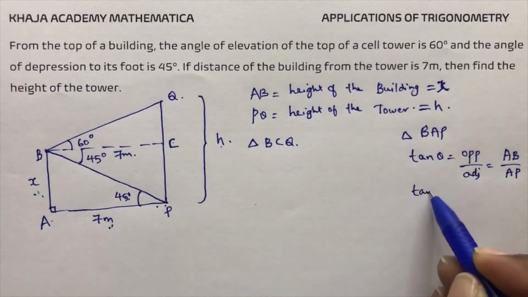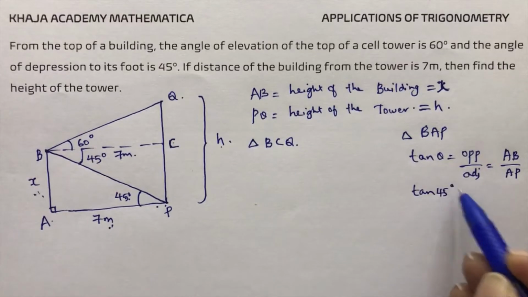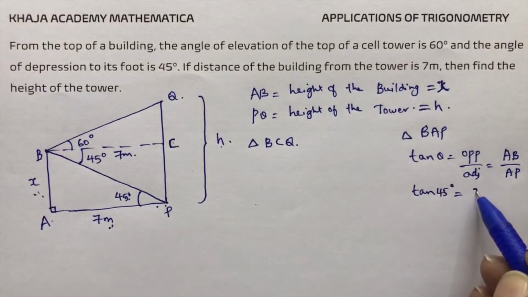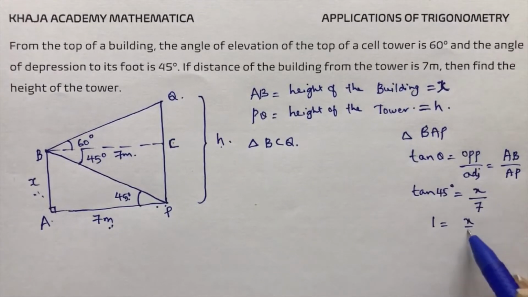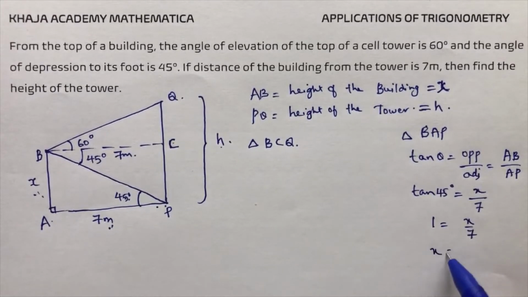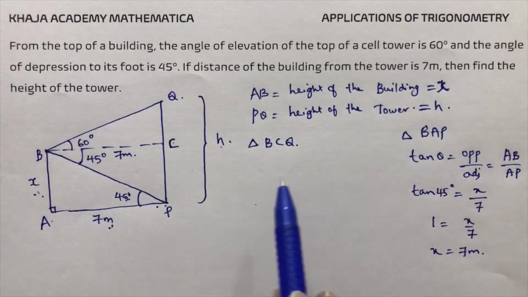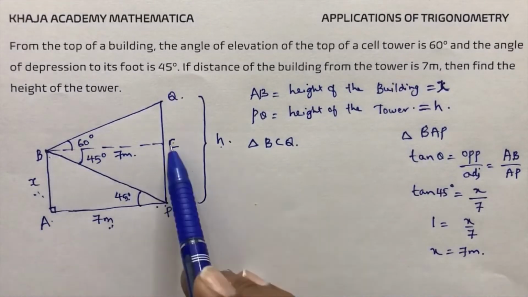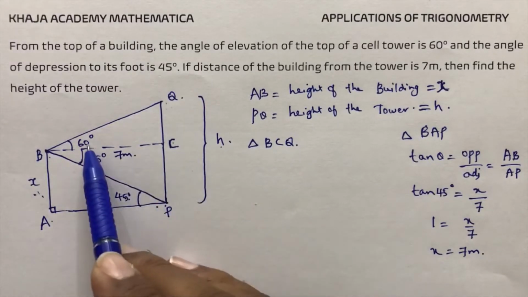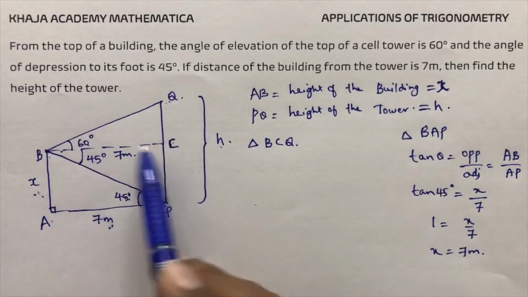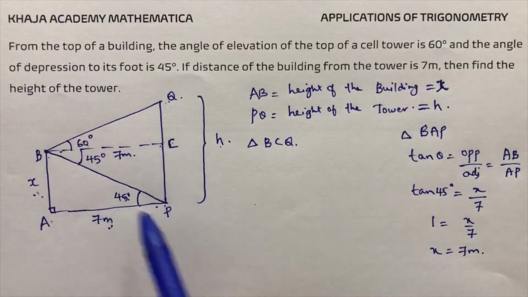So tan 45 degrees, opposite is x, adjacent is 7. Tan 45 is 1, so 1 equals x by 7, therefore x equals 7 meters. Now if we take the triangle BCQ, opposite is only QC, theta is 60, and adjacent is here also the same, 7 meters.